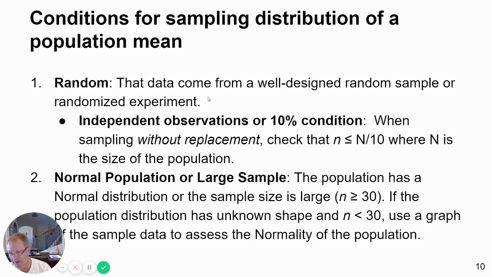I should add here that if you are doing an experiment, you do not have to check the 10% condition. Lastly, the third condition is that the parent population has to be normal or that we have a large sample. So the population has a normal distribution or the sample size is large. If the population distribution has an unknown shape and the sample size is small, we're going to let you use a graph of sample data to assess normality, but we're going to talk more about that later.